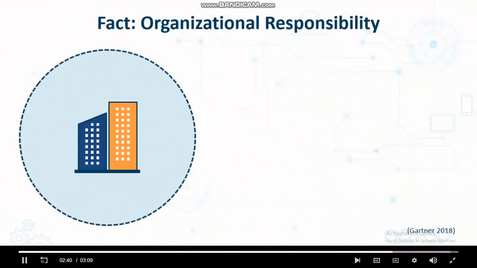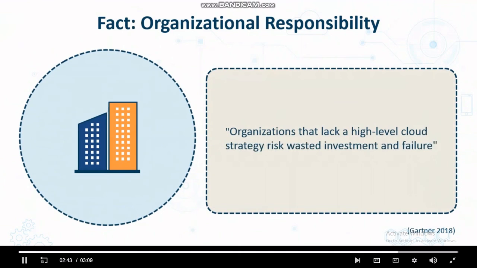And here's a fact, again from Gartner. Organizations that lack a high-level cloud strategy risk wasted investment and failure. And this goes back to the point on the previous slide about cost. The takeaway here should be that it's the responsibility of any organization to map out and strategize their technology deployment, but the benefits of a successful migration cannot be overstated.